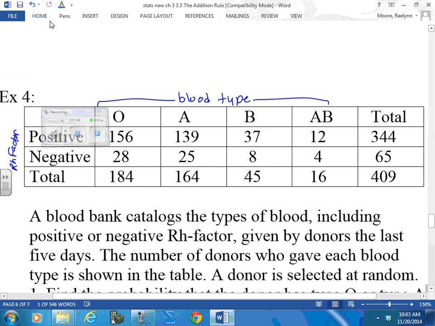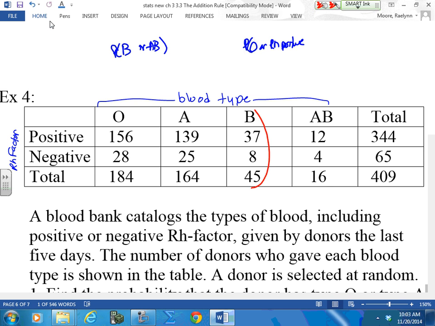Or not? Yes, mutually exclusive. They can't happen at the same time. And when you visualize row B, column B, and column AB, it's like your Venn diagram. Do they cross? No, they have nothing in common. They're mutually exclusive.